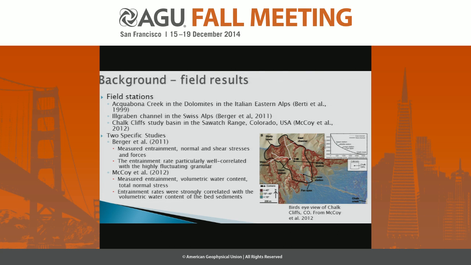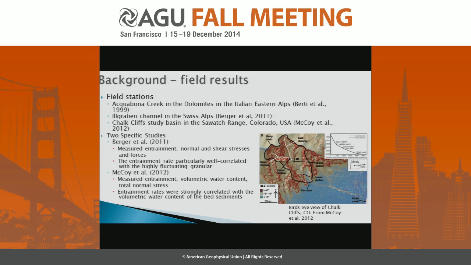Some field results listed here are a couple of field stations of note due to their measurement capabilities. It should be noted that the references listed here are just a sample. There's been a lot of work in this field. Two specific studies of note would be by Berger et al. in 2011, where they were looking at entrainment in normal and shear stresses, and saw that entrainment was particularly well correlated with the highly fluctuating granular front.